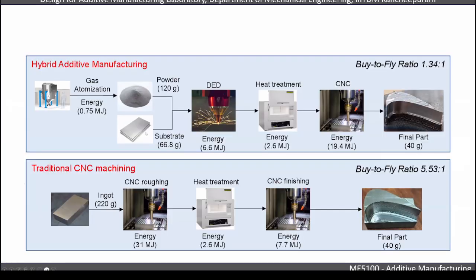So in hybrid additive manufacturing, you take gas atomization, a powder, and then DED, heat treatment, CNC. It has a buy-to-fly ratio that is very healthy, 1.34. In traditional machining, the buy-to-fly ratio is very poor. That means when you buy 5 kgs of titanium, only 1 kg enters the flight. Whereas here, if you buy 1.34 kg of titanium, only 1 kg goes, right? So you can see the buy-to-fly ratios are much better in hybrid additive manufacturing compared to traditional manufacturing.